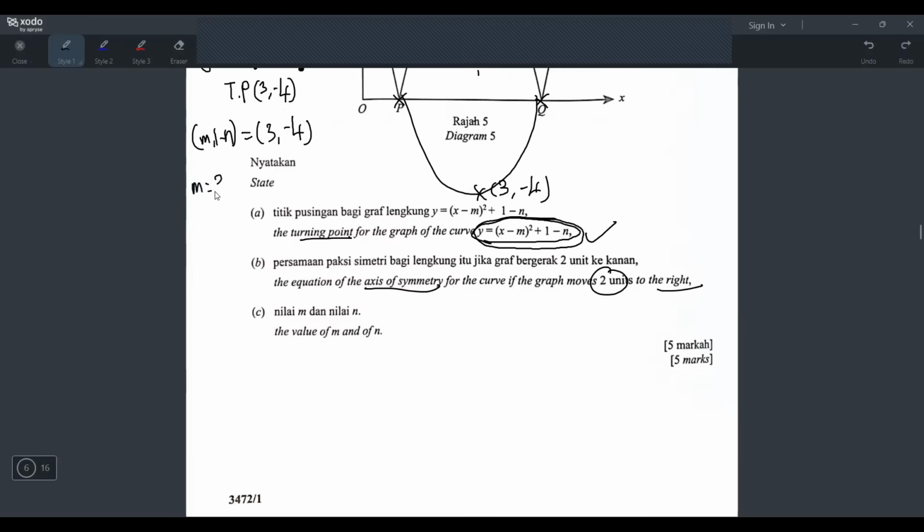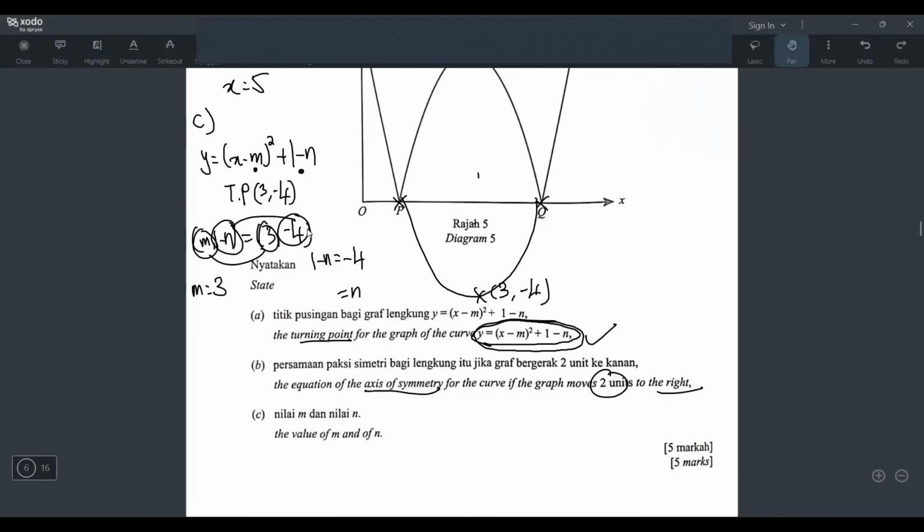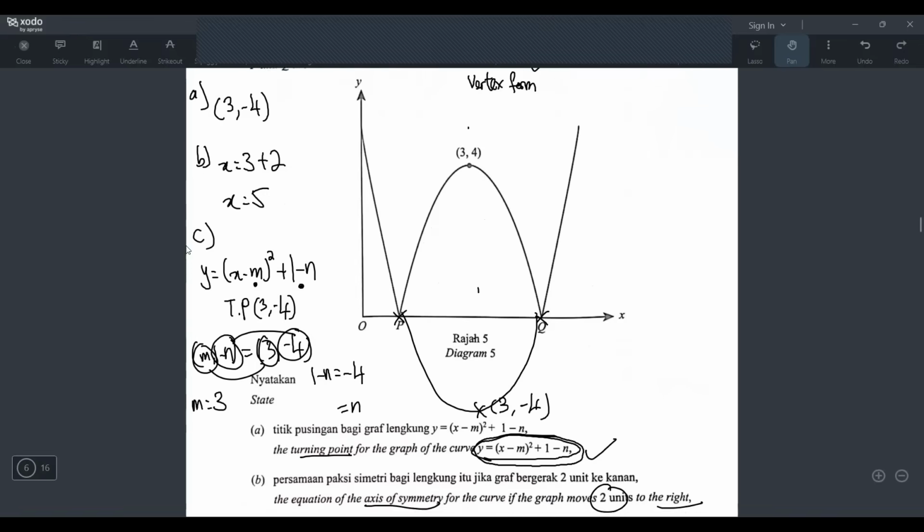So m is equal to 3 because the x coordinates can be matched together, and the y coordinates can be matched also. So 1 minus n equals -4. So n equals to, wait, did I write correctly? 1 minus n equals -4. So n equals, okay, wait, is this -4 or, okay, wait, x minus m square plus 1 minus n.